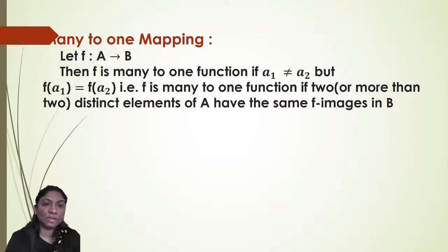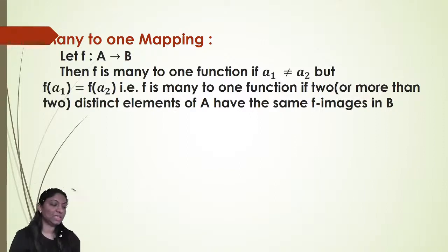Many to one mapping. Then F is a many to one mapping if A1 is not equal to A2, but F of A1 is equal to F of A2. It means the elements in A are not equal, but their images are equal. Then it is a many to one mapping. Okay. So we'll see that many to one mapping function.